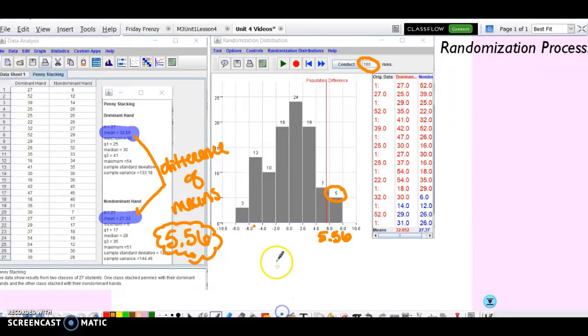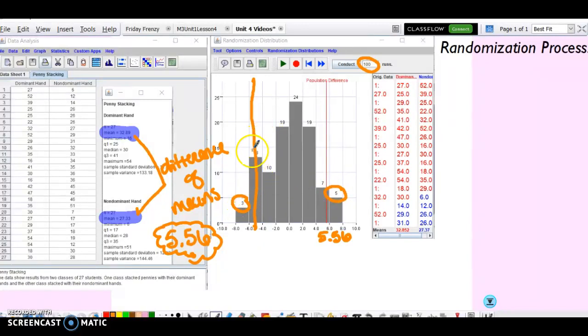I'm going to try to draw a straight line up here. Okay, roughly. So if I went at negative 5.56, these are people who said, my non-dominant hand is stacking actually more than 5.5 chips better than my dominant. It's important to include the other data that is maybe going against our original hypothesis.